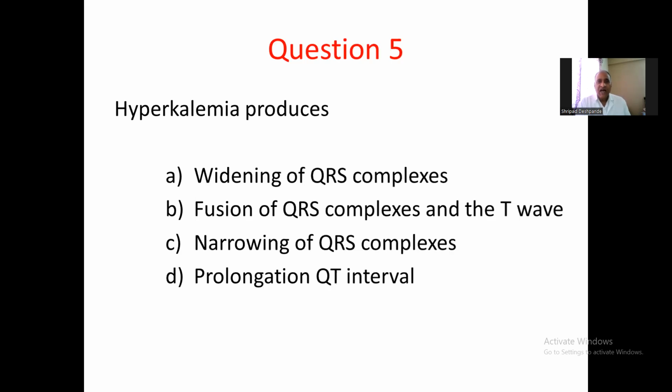Question number 5. Hyperkalemia produces widening of QRS complexes, fusion of QRS complexes and T-wave, narrowing of QRS complexes, prolongation of QT interval. The correct answer is widening of QRS complexes. It is not fusion, or narrowing, or prolongation of QT interval. Hence, the correct response is the widening of QRS complexes. You can refer to Ganong page 504.